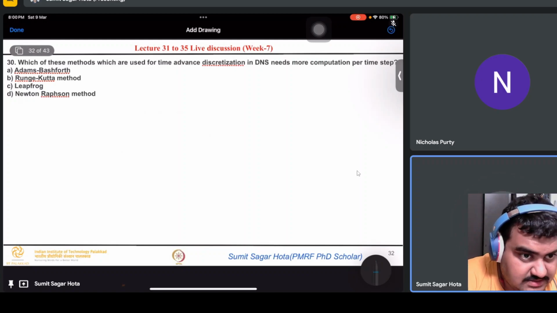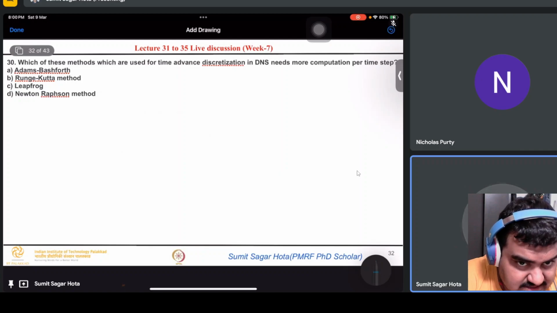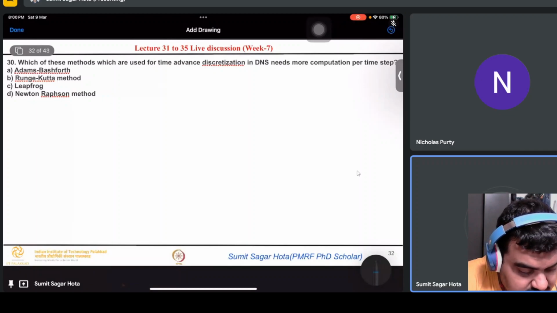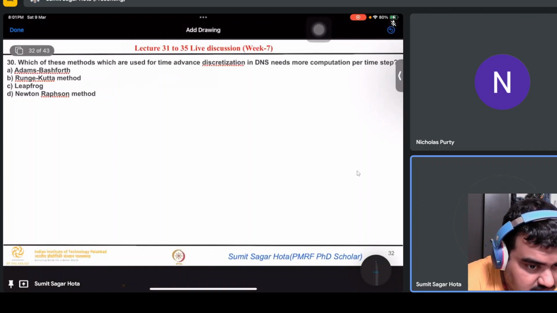Which of these methods, used for the time advance discretization in DNS, needs more computation per time step? The answer is B, the Runge-Kutta method.